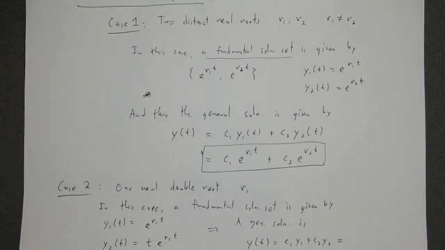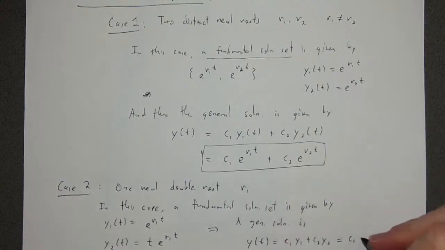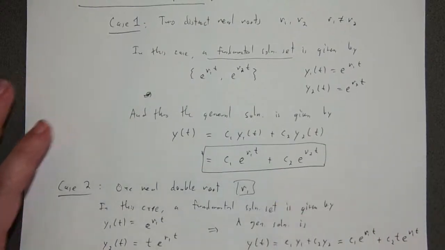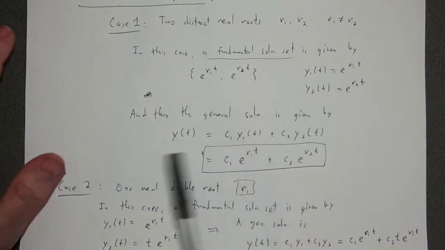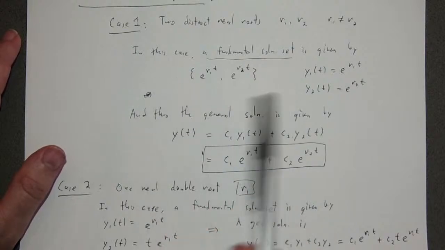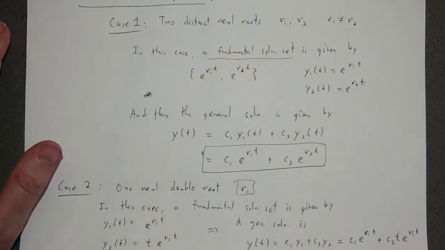But this is equal to c1 e to the r1 of t, so that term looks the same as above, plus c2 t e to the r1 of t. Right? Notice there is no r2 here. There's only a single real double root. Up here, the reason why we didn't run into issues with linear independence was because r1 and r2 were different. Right? That is why when we computed this Wronskian, we were happy. That thing was always non-zero.